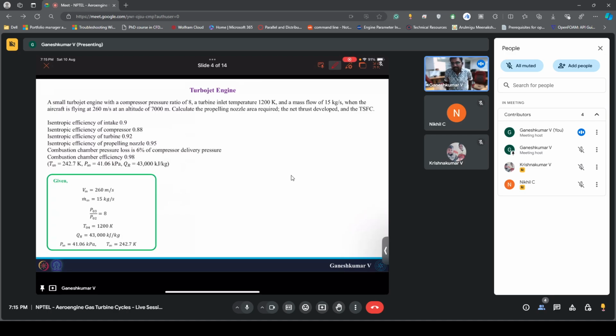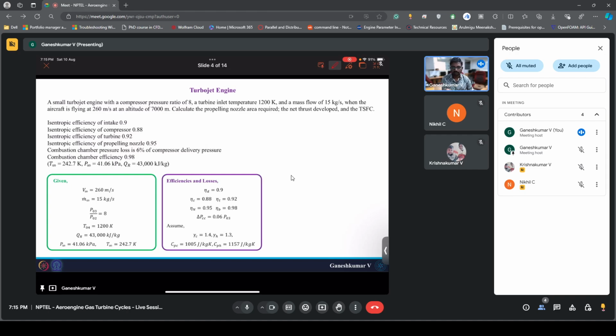So givens are, as I said, V infinity, M infinity, and the pressure ratio is given, turbine entry temperature is given, heating value, and ambient conditions are given. And the next is we also note that there are efficiencies and losses, and also we are assuming certain things about the gas properties. So the specific heat ratio of air which is entering is 1.4, and the specific heat ratio of hot gases which comes out of the combustion chamber would be 1.3. Okay, and also corresponding Cp and Cph we are assuming for this question.